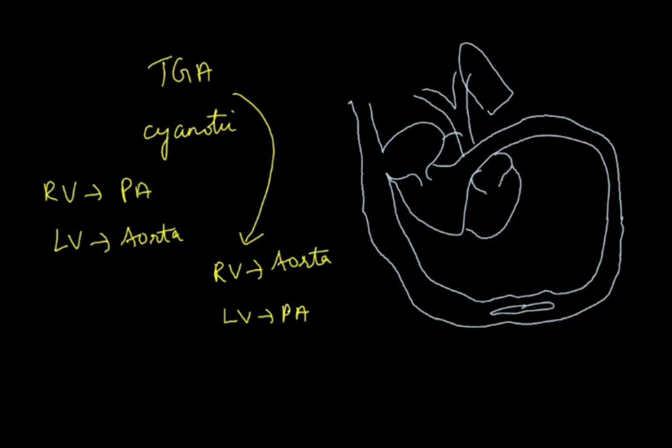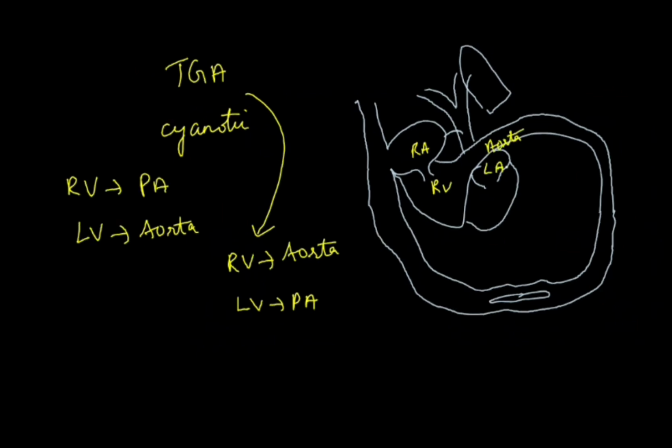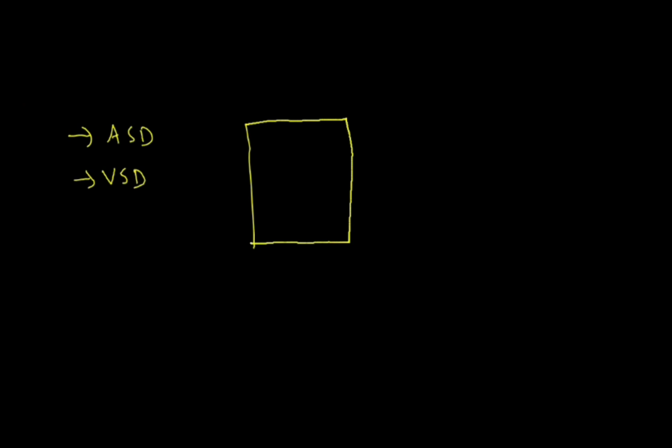What you can see in this diagram is the right atrium, the right ventricle, this is the aorta, the left atrium, the left ventricle, and this opens into the pulmonary artery. This is what is happening in transposition of great arteries. Children with transposition of great arteries require an atrial septal defect and a ventricular septal defect. First we will discuss why they require an atrial septal defect and in what way it is helpful.